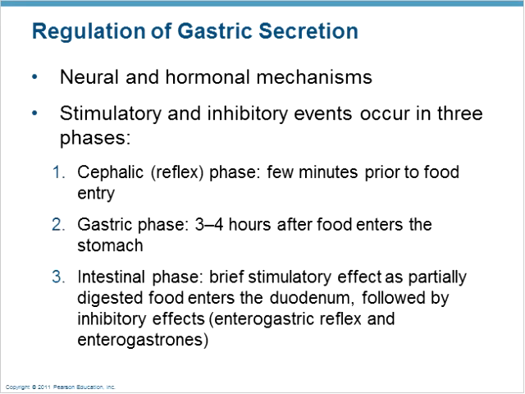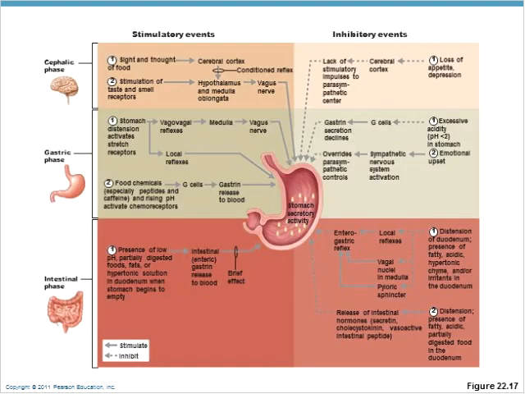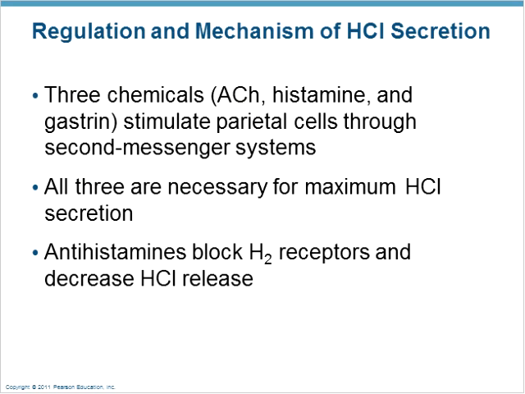The regulation of gastric secretion is neural and hormonal. Stimulatory and inhibitory events occur in 3 phases: cephalic, gastric, and intestinal. The cephalic phase is a few minutes prior to food entry. The gastric phase lasts about 3 to 4 hours after the food enters the stomach. The intestinal phase is a brief stimulatory effect as partially digested food enters the duodenum, followed by an inhibitory effect, the enterogastric reflex, and the enterogastrones. And this takes you through that whole process, so really take a look at that in your book.